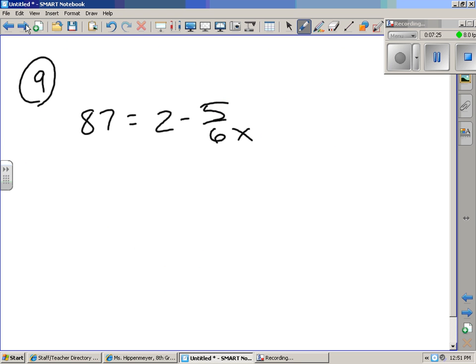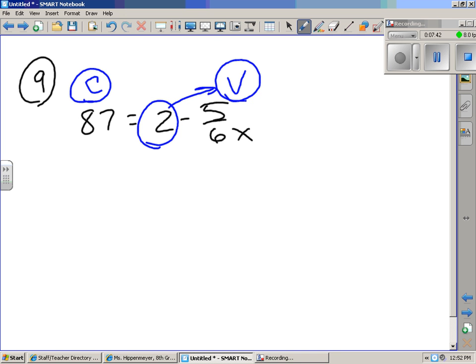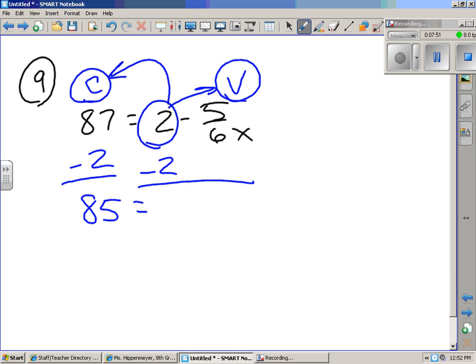All right, next problem. Number 9. 87 equals 2 minus 56x. We need to get all of the variables on one side and all of the constants on the other. Since the variables are already on the right, I'm going to leave it over there. Constants are going to move to the left. So that means that this 2 is out of place. It shouldn't be on the variable side. We need to move it to the constant side. To do that, we use inverse operations. 87 minus 2 gives us 85. On the other side, 2 minus 2 is 0, and we're left with negative 56x.